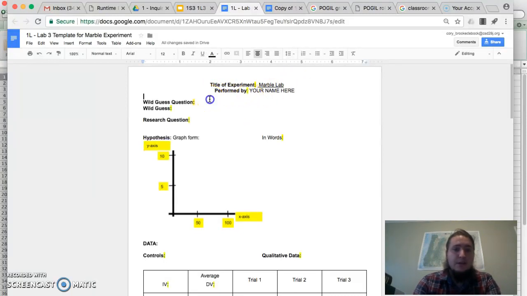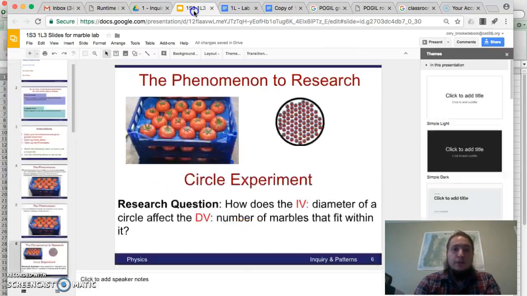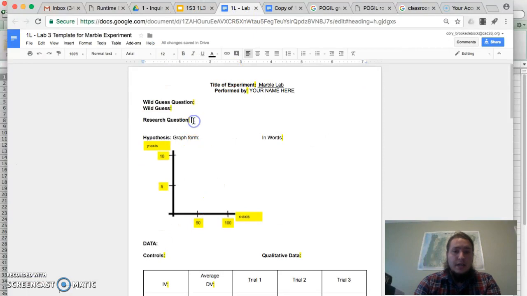Whatever your name is. And then we've started labs with a wild guess question before. This lab does not have a wild guess question. It just has the research question. So you're going to put our research question, which is right here on slide 6. You're going to type out that question right here. How does the diameter of a circle affect the number of marbles that fit within the circle? So you'll type that out right here. You can even pause this video right now as you go do that.